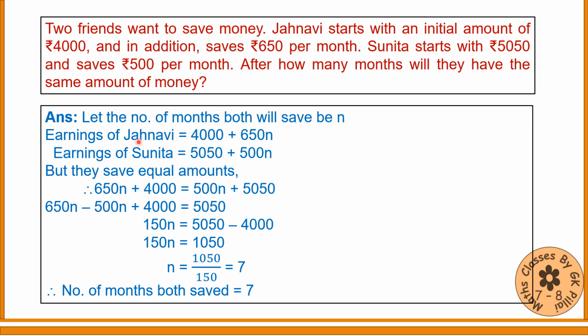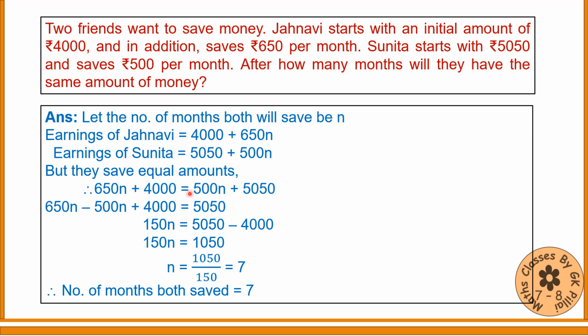Earnings of Janvi will be 4,000 plus 650 multiplied by n, the number of months. The same thing with Sunita: it will be the initial deposit of 5,050 plus 500 multiplied by n, 500n. But ultimately they have an equal amount saved. So let us equate these two. Now the solving part comes.